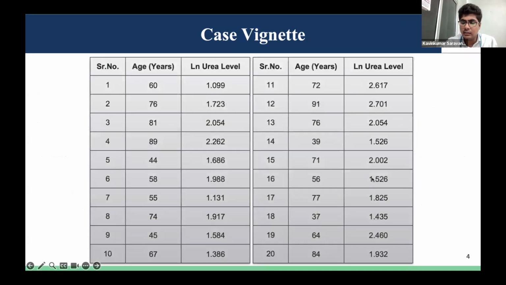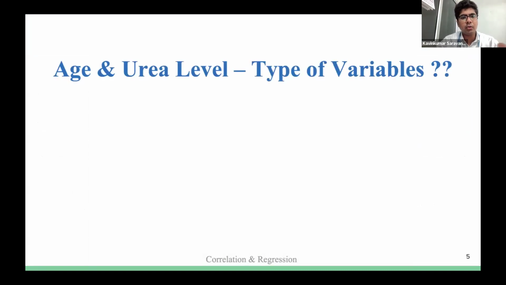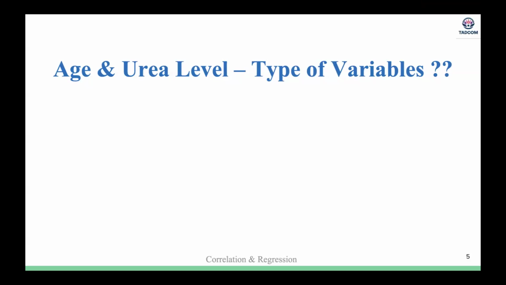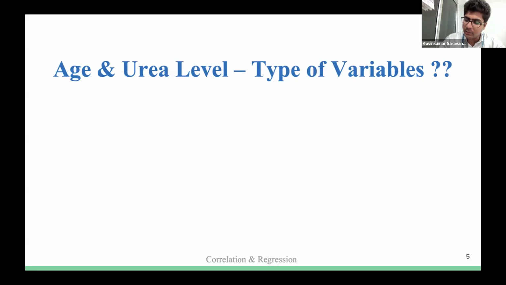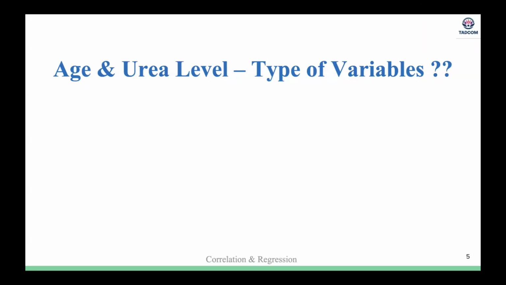So this is the data. This is the dummy data, so don't need to worry about this data. So age and the urea level. What is the type of variable? Age and the urea level. Continuous variable. Yes, it is a numerical variable or a quantitative variable, and it is continuous in nature.